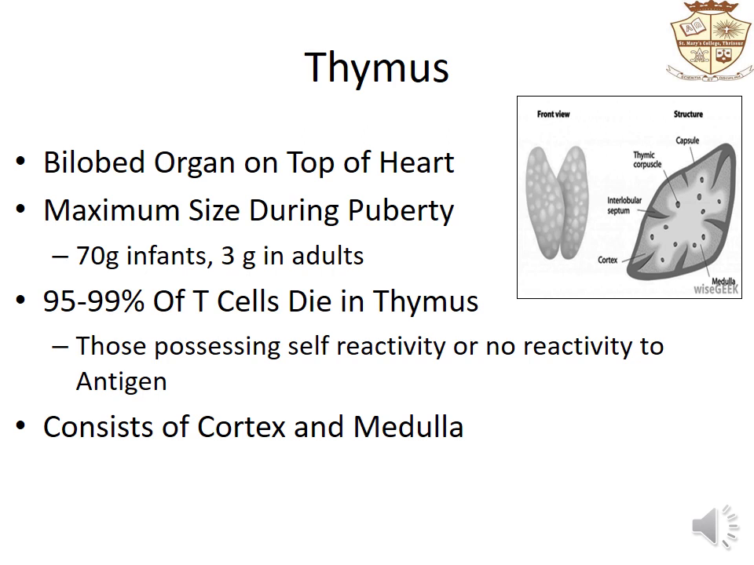Structurally, thymus is a bilobed organ and it is located above the heart. Thymus consists of cortex and medulla. This bilobed organ has a capsule and each lobe is divided into lobules. The lobules are separated from each other by strands of connective tissue known as trabecula. And each lobule is organized into different components.